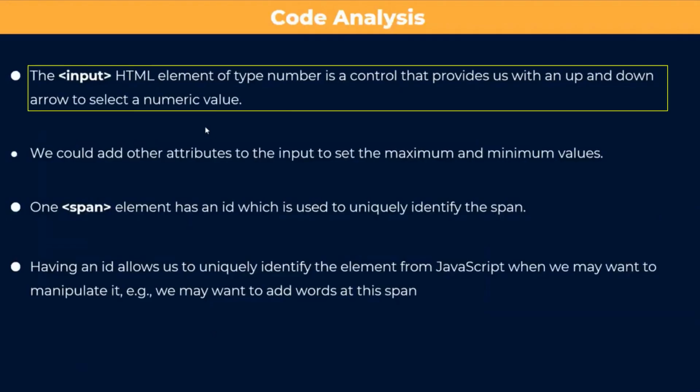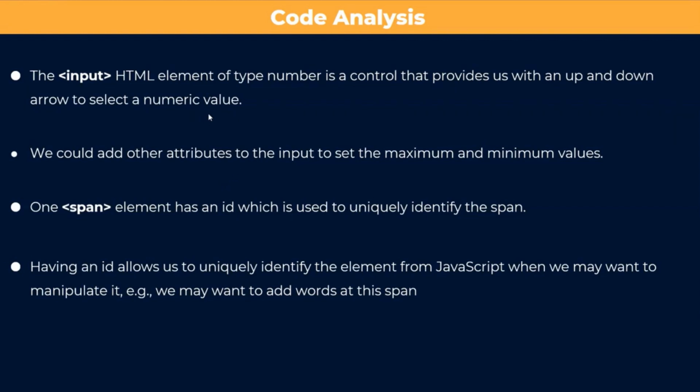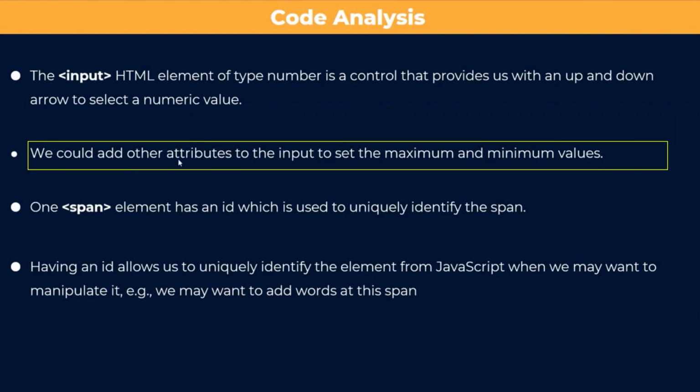The input type number is a control that provides us with an up and down arrow to select a numeric value. We could add other attributes to the input tag when we were typing it into VS Code, and we could set a max value and a min value. But for now, we've just allowed it to be free. We can go minuses and we can go pluses.